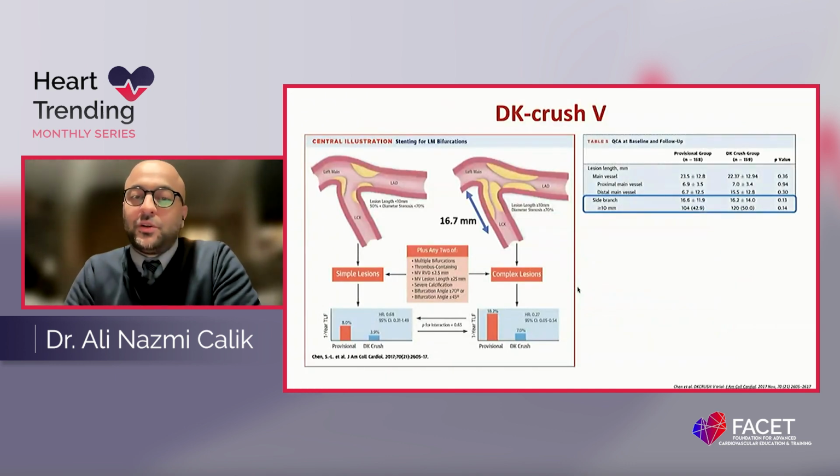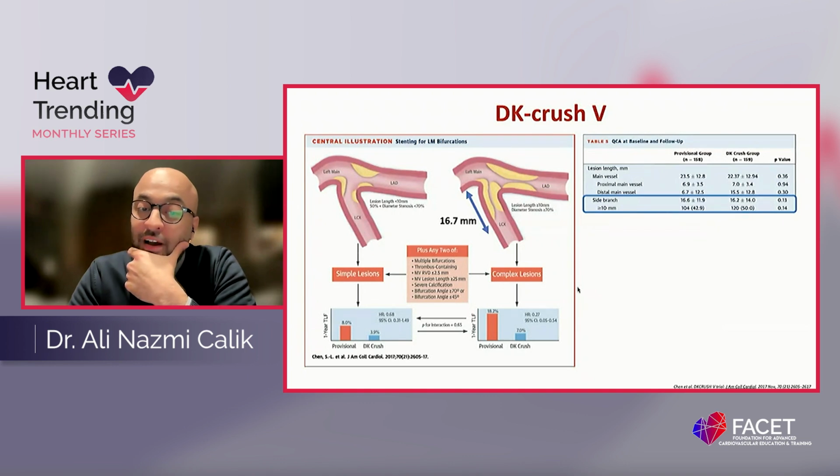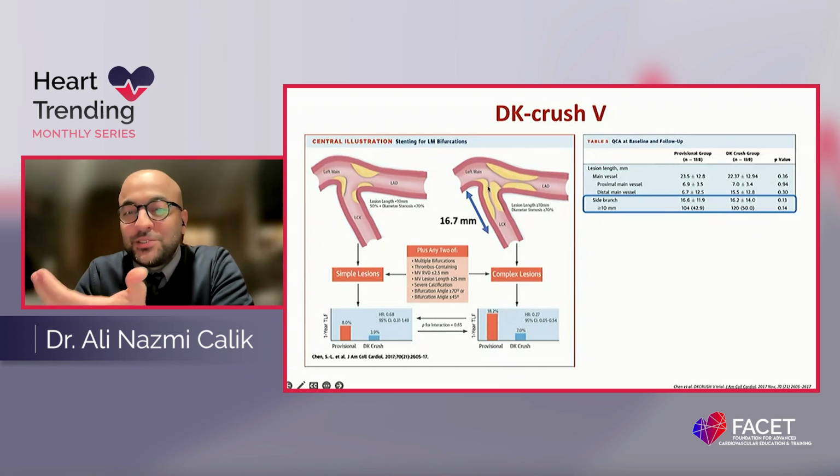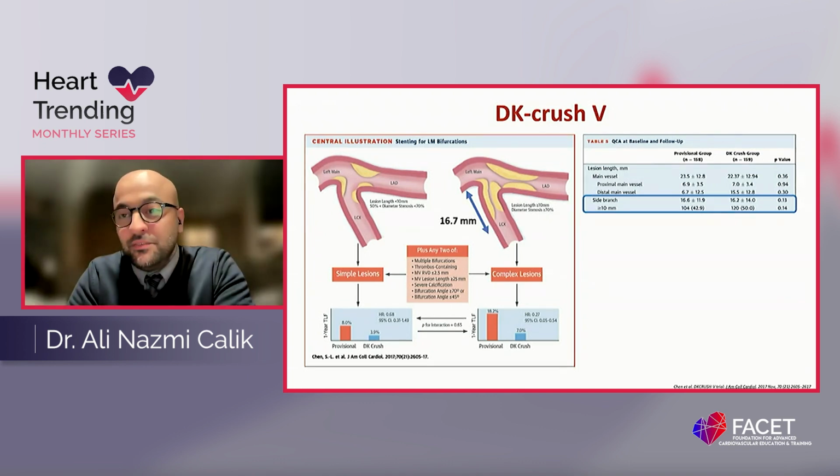And this is one of my favorite slides about the DK Crash 5 trial. As you can see, there are two subgroups, the complex and the simple lesion participants. In the complex part, you see the left circumflex ostium stenosis length is around 16.7 millimeters. Of course, if you apply a provisional strategy in these patients, the results will not be so good, because you have a 16 millimeter side branch ostial stenosis, which will cause a significant miss in the future.